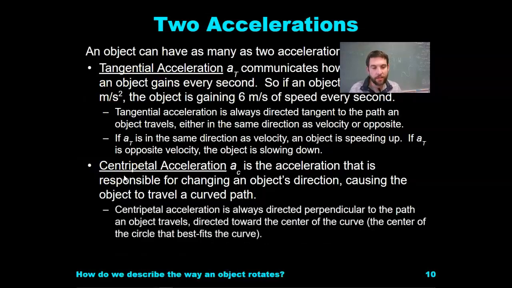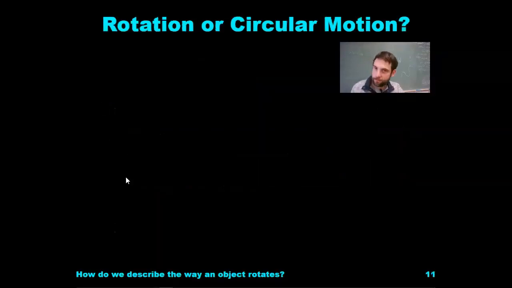Centripetal acceleration is always directed perpendicular to the path it travels, directed towards the center of the curve, the center of the circle that best fits the curve.